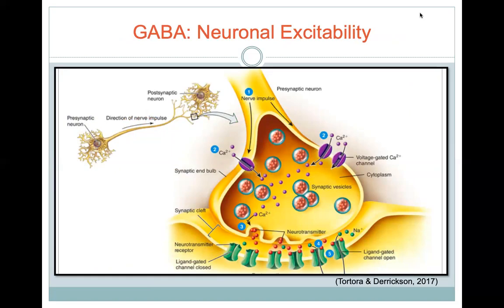GABA is packed in vesicles and stored in the presynaptic terminal. They stay there until the arrival of an action potential causes these vesicles to release their contents into the synaptic cleft. When GABA is released, it binds to a specific receptor on the postsynaptic membrane. This binding opens specific ligand-gated ion channels that are selectively permeable to chloride.